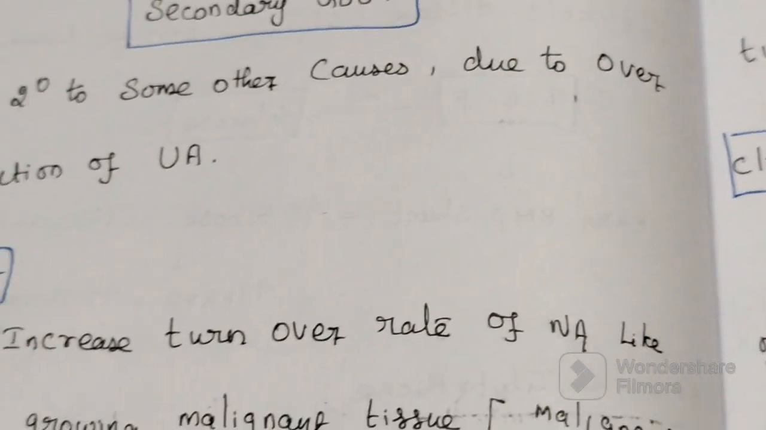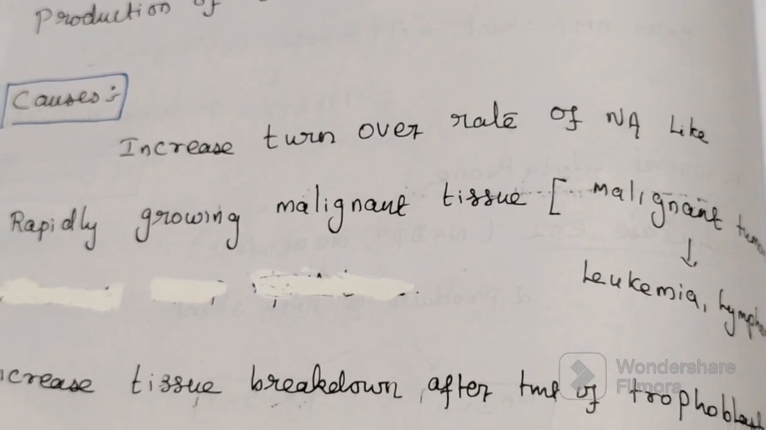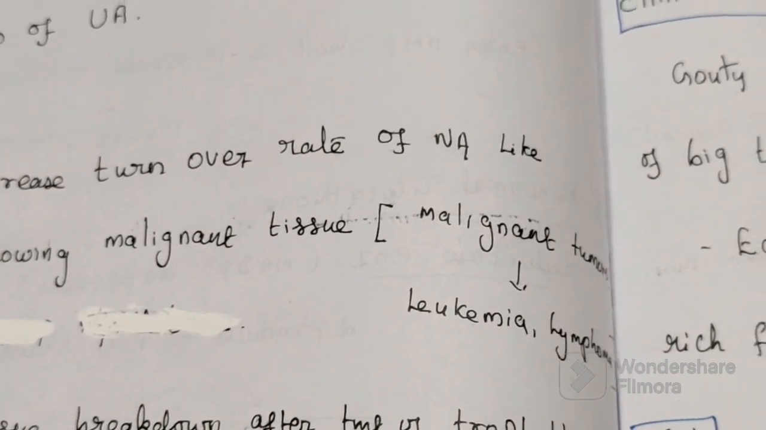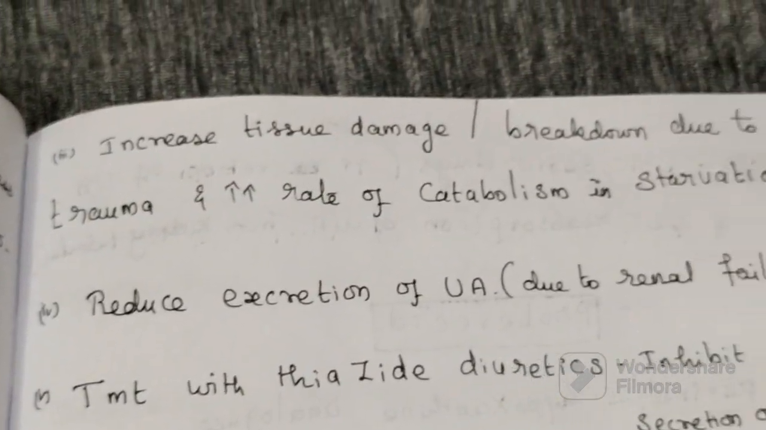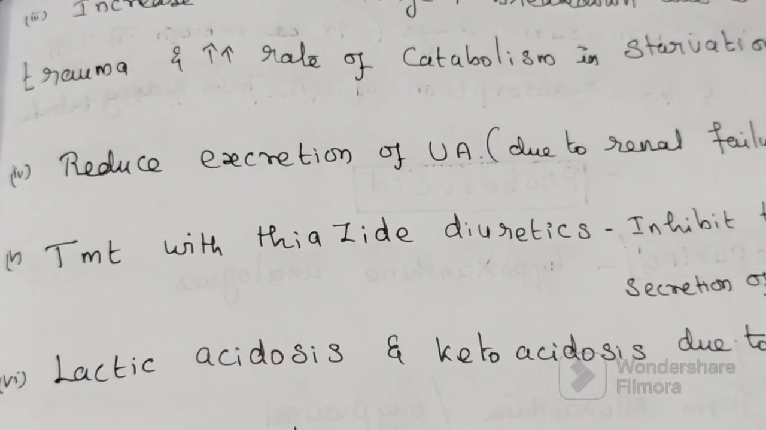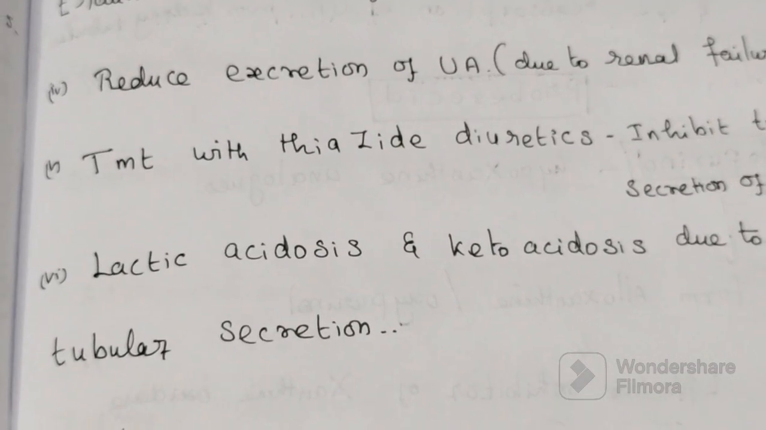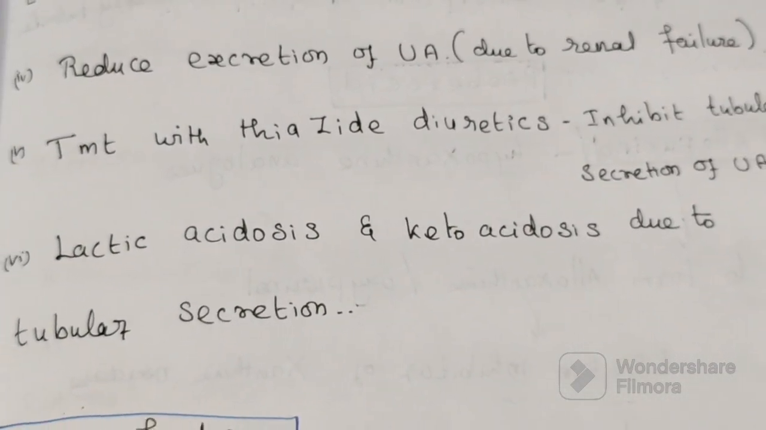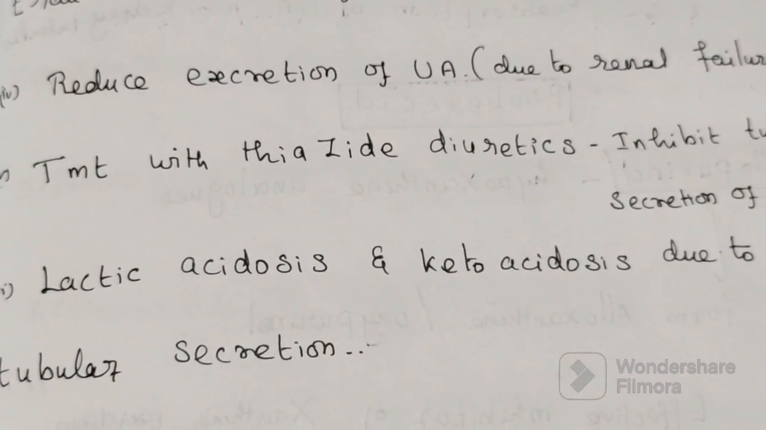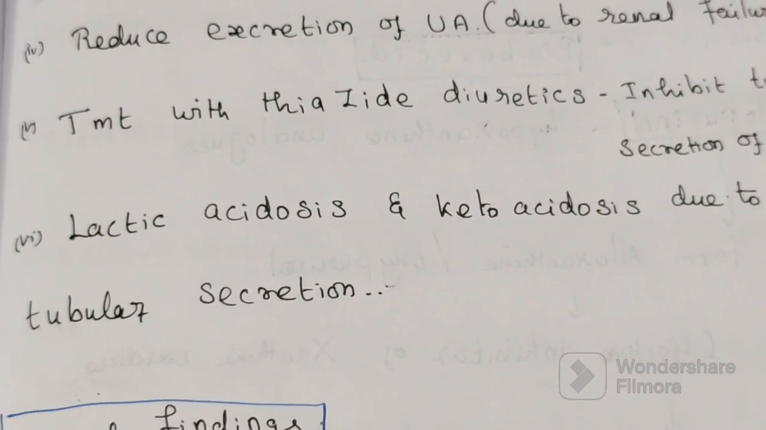What are the secondary causes? First is increased turnover rate of nucleic acid. Second is increased tissue breakdown after cancer treatment. Then increased rate of catabolism in starvation. Then reduced excretion of uric acid: lactic acidosis, ketoacidosis, treatment with thiazide diuretic. These are the secondary causes of gout.